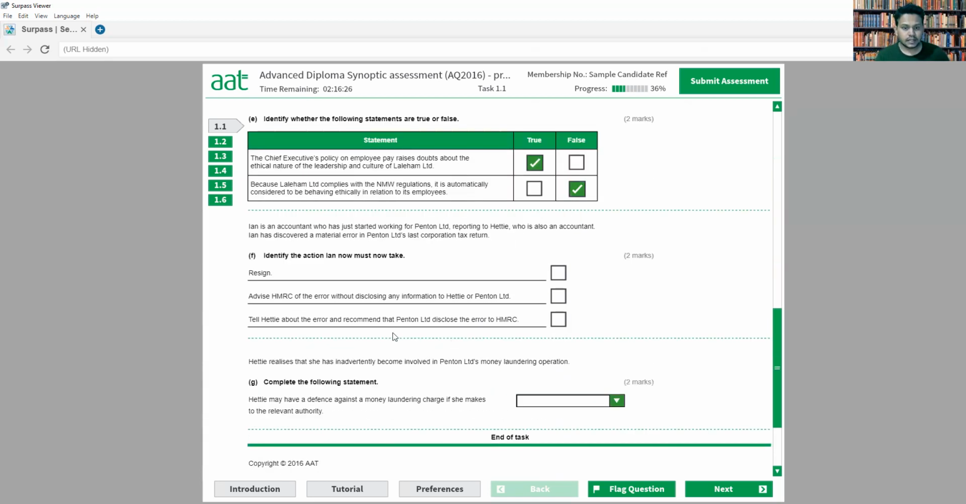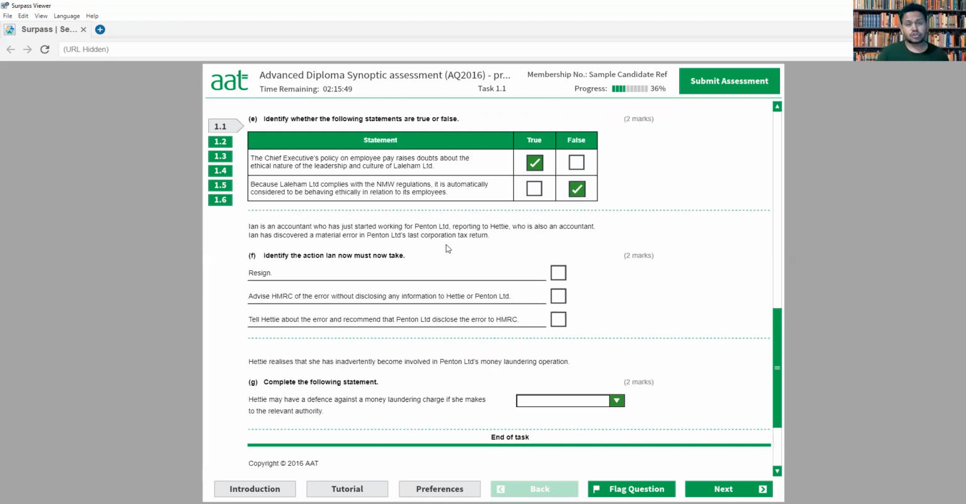Let's move to the next one. The next one says, Ian is an accountant who has just started working for Penton Limited, reporting to Hetty, who is also an accountant. Ian has discovered a material error in Penton Limited's last corporation tax return. Now, material error means the error is really big. When the error is small, we call it an immaterial error. But if the error is really big in accounting terms, we call it a material error.